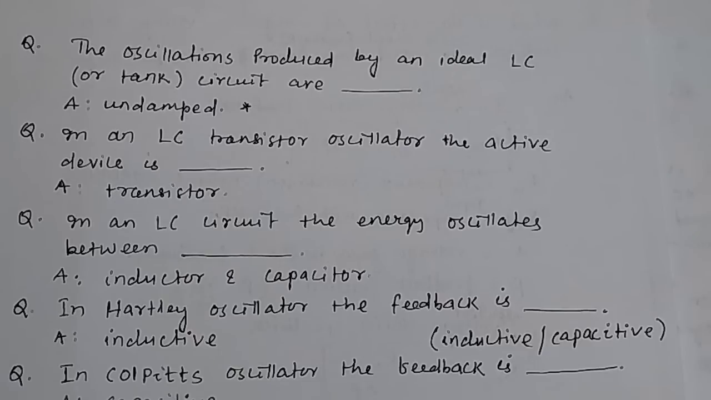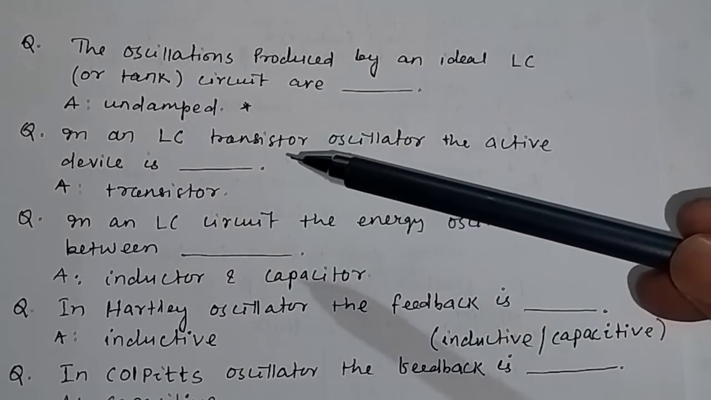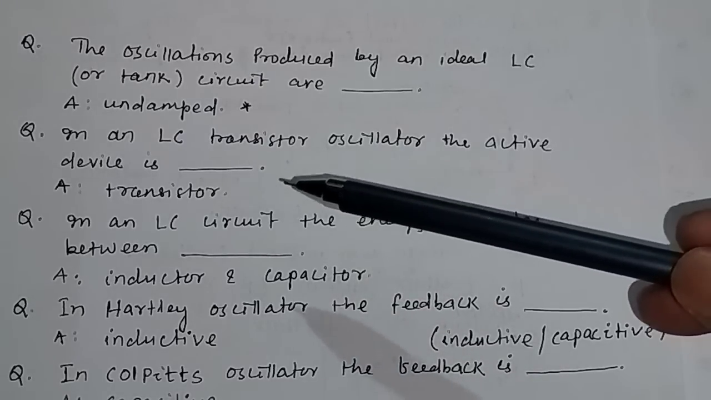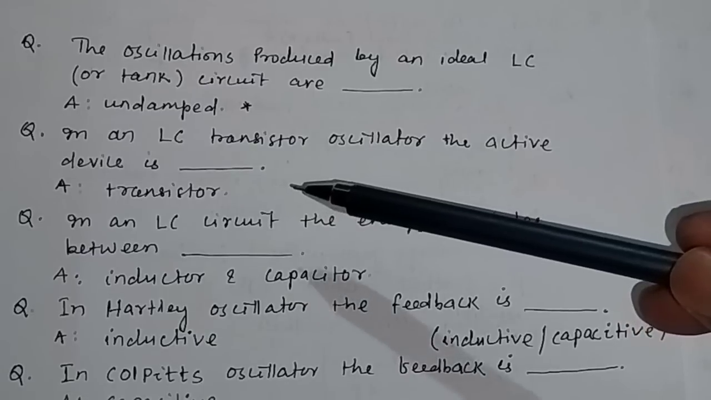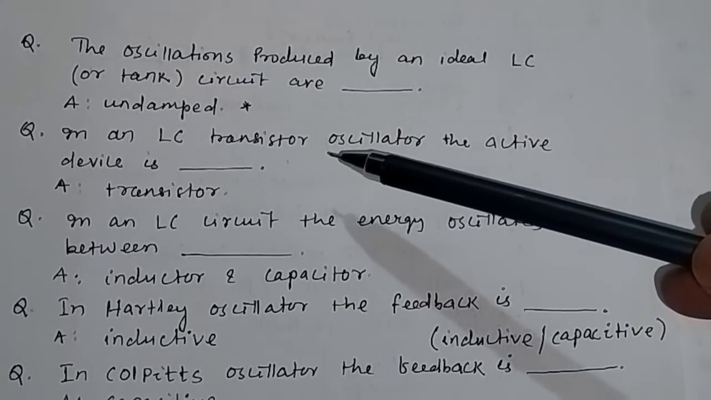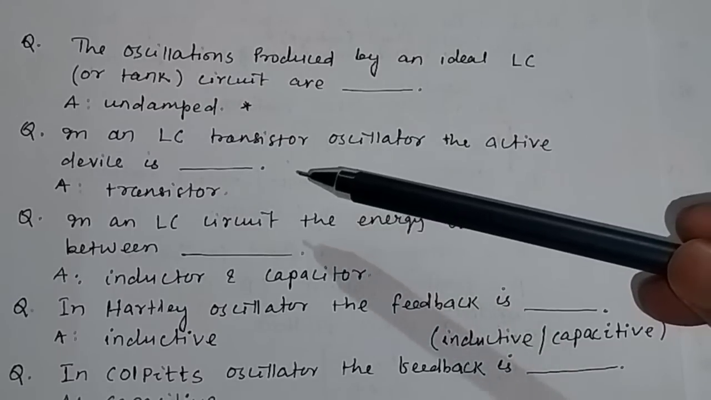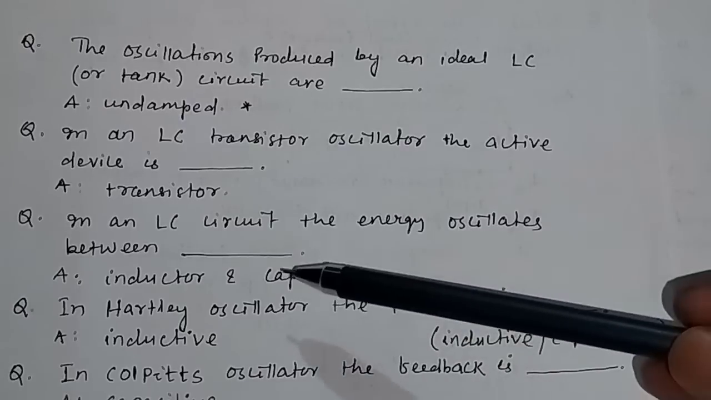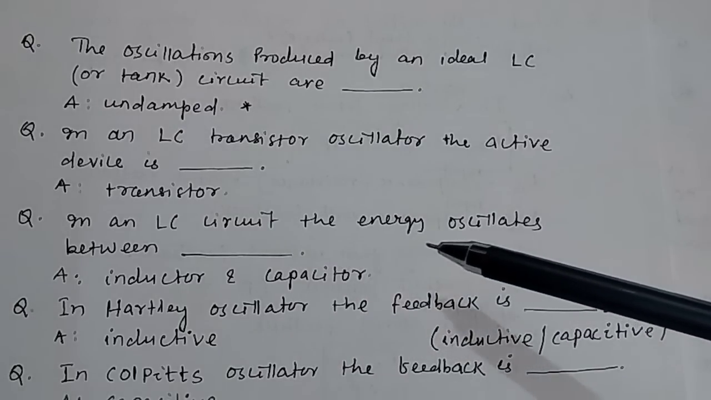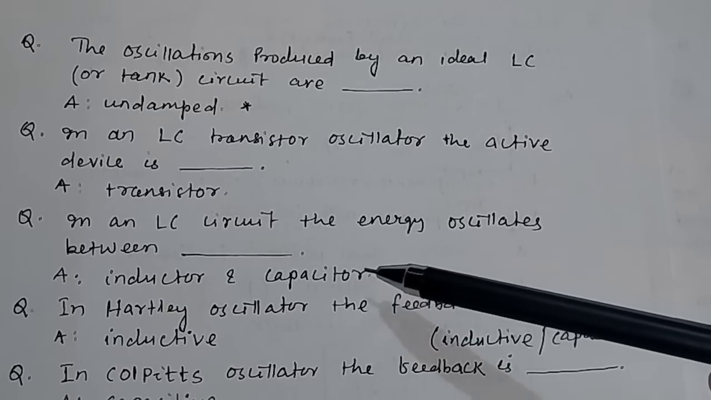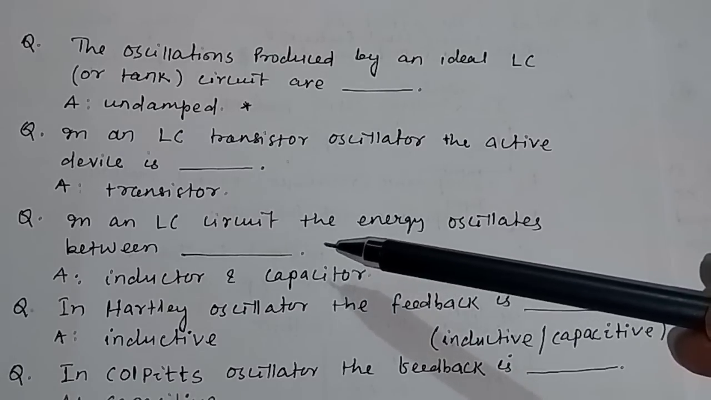In Hartley oscillator, we use a transistor. The second question, in an LC transistor oscillator, the active device is dash, that is the transistor. You should remember it. In the Hartley oscillator, you will use a transistor, and that transistor is an active device. The third question, in an LC circuit, the energy oscillates between inductor and capacitor. You should remember this question.